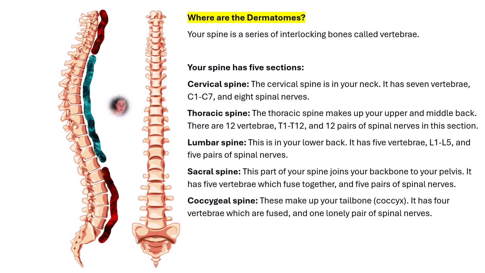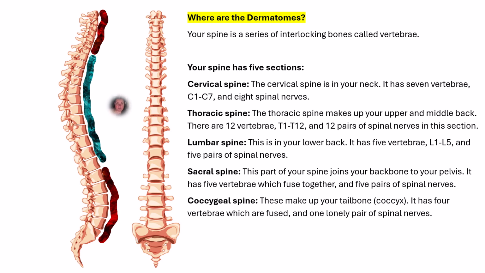All right, everyone, where are the dermatomes? Where do they start? Where do they begin? They are coming from your spinal nerves, which come from your spinal cord, which are protected by your spine. So let's do a quick refresher on your spine. Your spine is a series of interlocking bones called vertebrae. It has 5 sections, all right?